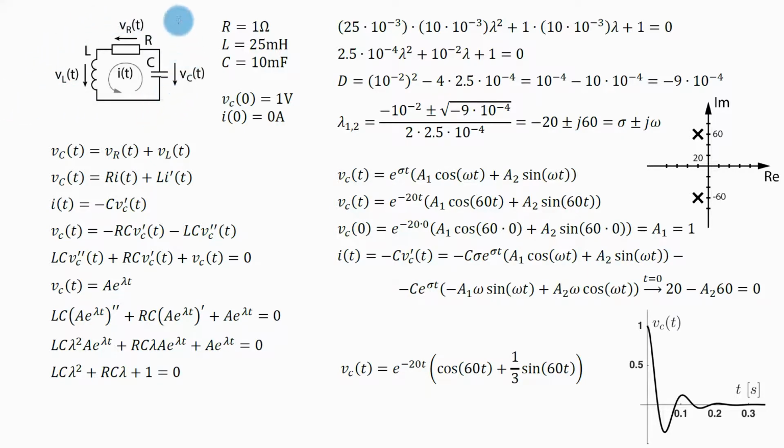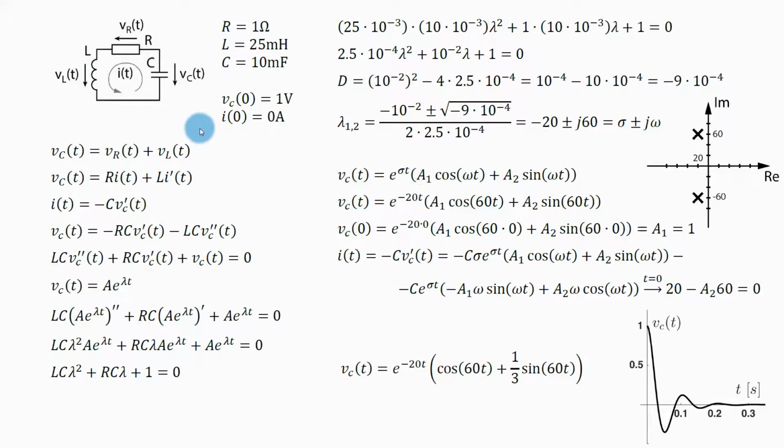Here I have a simple RLC circuit, and in this circuit I would like to find out what is the voltage of my capacitor when the initial voltage of the capacitor at time 0 is 1 volt and the initial current in the circuit, that is this current, at time 0 is 0 amps. The values of the individual elements are these. This is the resistance, inductance, and capacitance of this resistor, inductor, and capacitor.